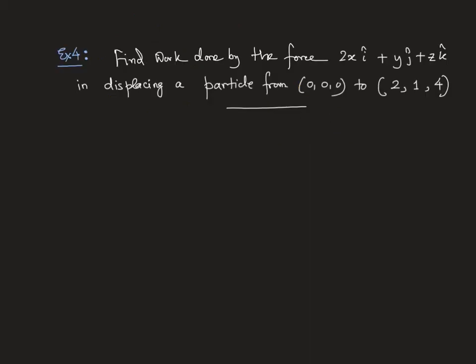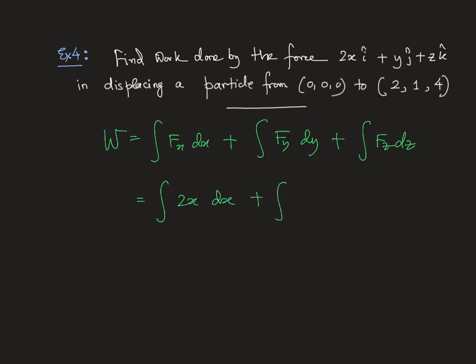In example 4, let us try to find work done by the force 2x i cap plus y j cap plus z k cap in displacing a particle from 0, 0, 0 to 2, 1, 4. So here in this problem we will apply the formula directly. W is integral fx dx plus integral fy dy plus integral fz dz. So fx equal to 2x times dx plus fy is y times dy, fz is z times dz. So now we will put the limits. So x varies from 0 to 2 and y varies from 0 to 1 and z varies from 0 to 4, and thus you can find out the values.